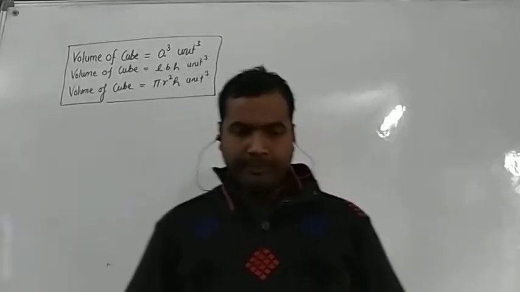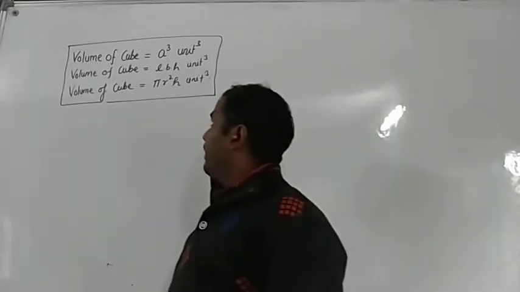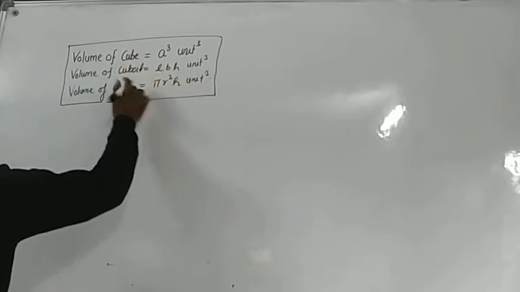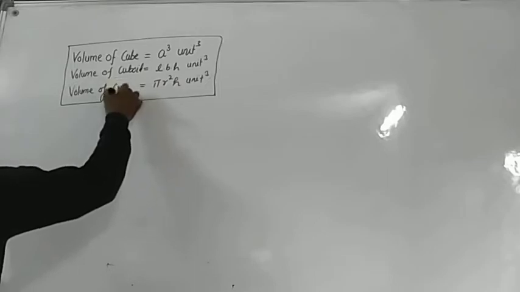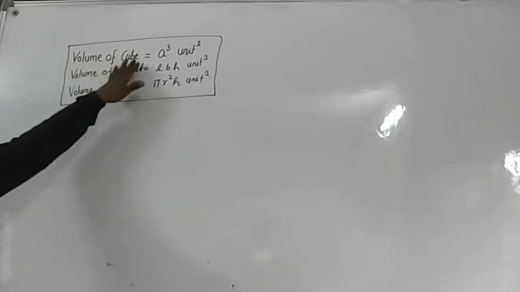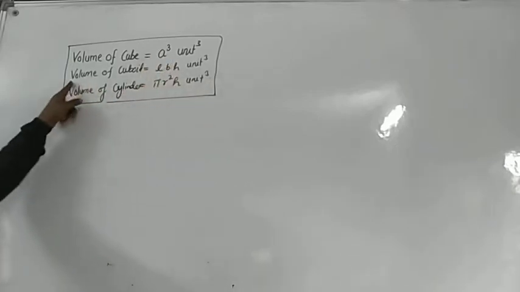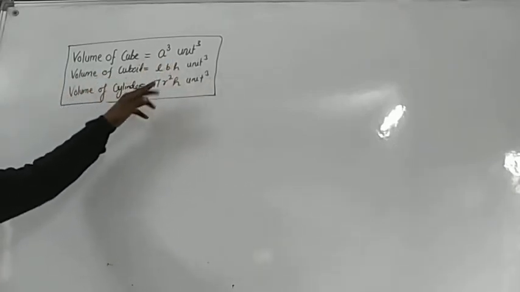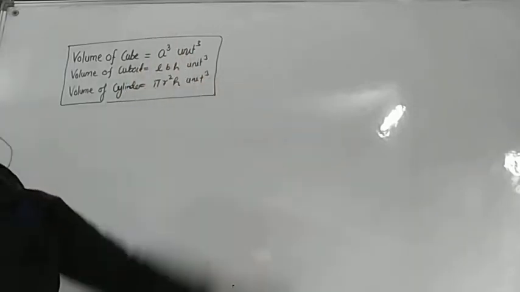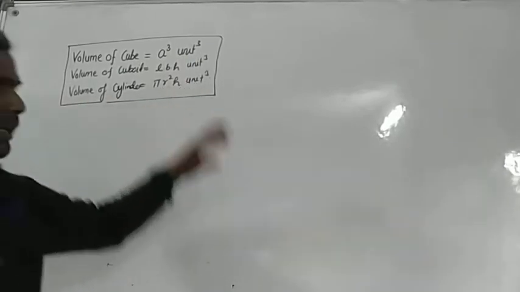Hello student, today I will discuss volume of cube, cuboid and cylinder. Now volume of cube is a cube, where a is the side of the cube. Volume of cuboid is length into width into height, where l is the length, b is the width and h is the height of the cuboid. And third, volume of cylinder is pi r square h.